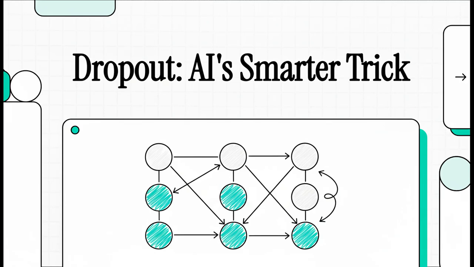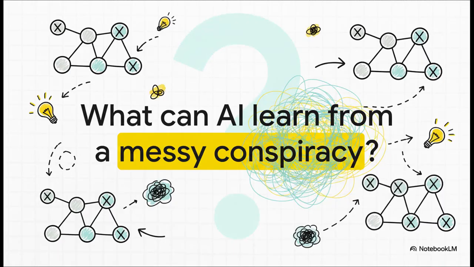All right, let's talk about one of the smartest and simplest tricks in all of modern AI. It's called Dropout. And believe it or not, the whole story is about how stopping little conspiracies from forming inside a computer's brain made it way, way smarter. Yeah, I know it sounds kind of weird, doesn't it? A conspiracy inside an AI? But this question gets right to the heart of why Dropout is so brilliant.